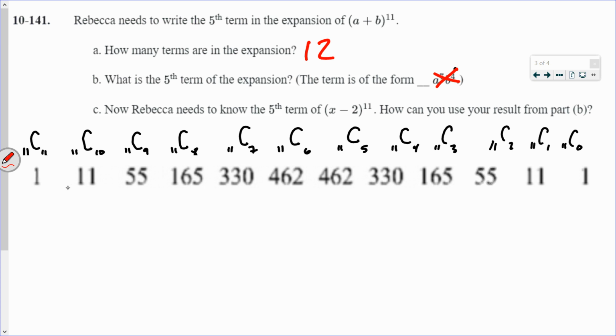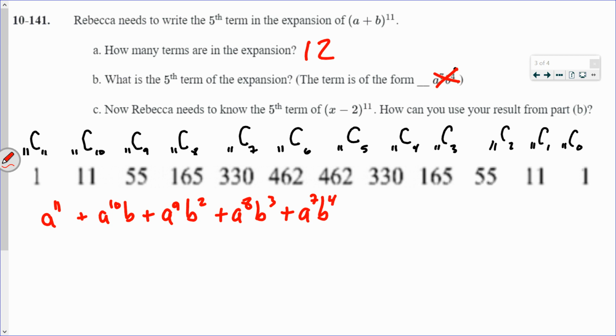But let's look at this pattern. I know that if I expand this, it's going to be a to the 11th, and then plus this combination, a to the 10th, b, plus a to the 9th, b squared, plus a to the 8th, b cubed. That's 1, 2, 3, 4. So if you want to, you could just write it out. That wouldn't be the worst thing ever.